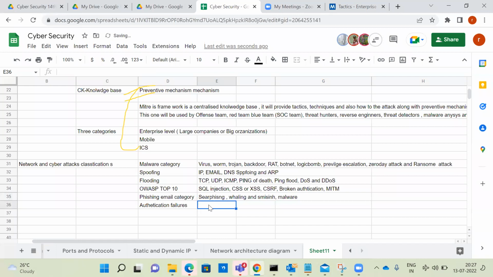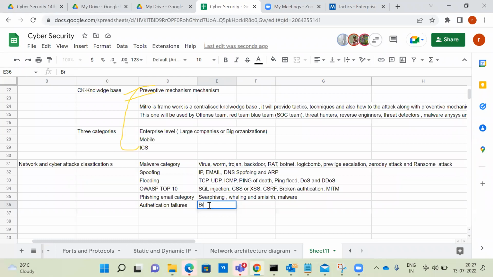Next one, authentication failures. Just now we discussed brute force. What's brute force? Brute force is simple. For example, I know your Gmail address. I will use a trial and error method to compromise your Gmail. That is called a brute force attack. Forcefully, I am trying different combinations and permutations to compromise a Gmail or Facebook account. That is called the authentication failure category of attacks.